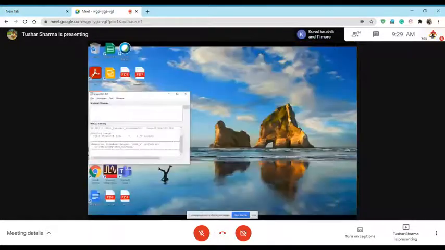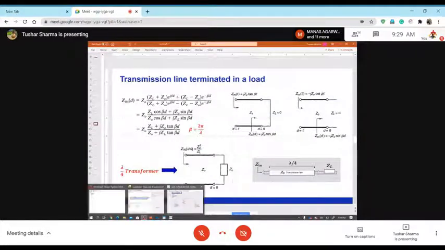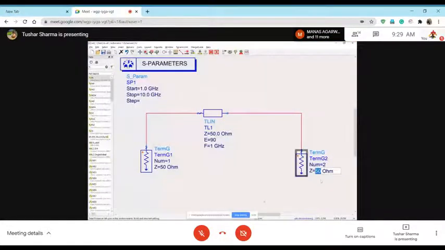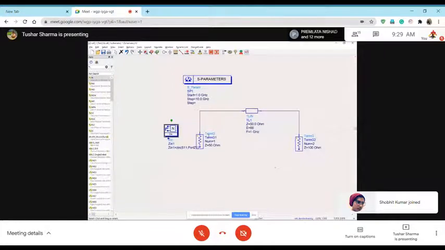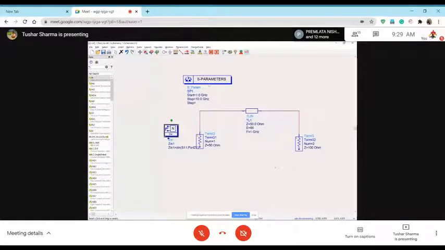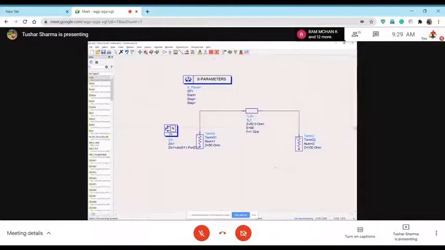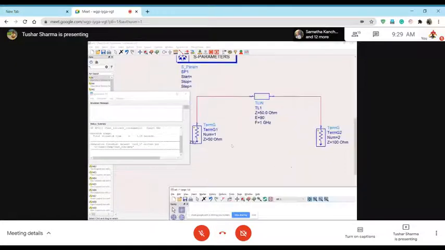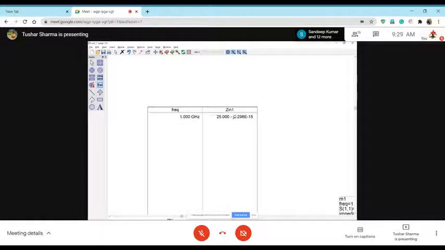So let's do that. I will go back and put, say, 100 ohms here, and I have a 50 ohm characteristic line with an electrical length of 90 degrees, and now I want to calculate my impedance looking from port 1. It's at 1 gigahertz, so I will make it a single point and run it. What it is showing me is that at 1 gigahertz the input impedance is 25 ohms, correct?